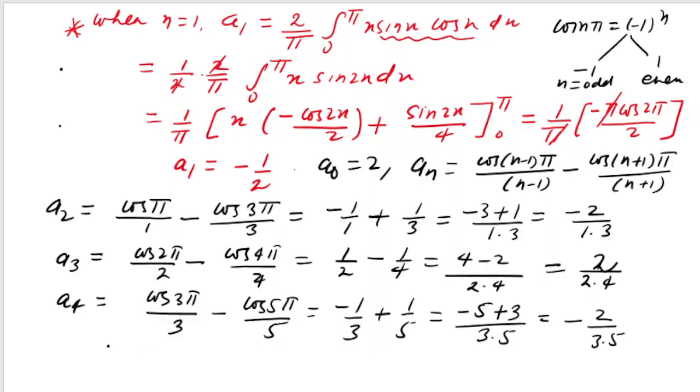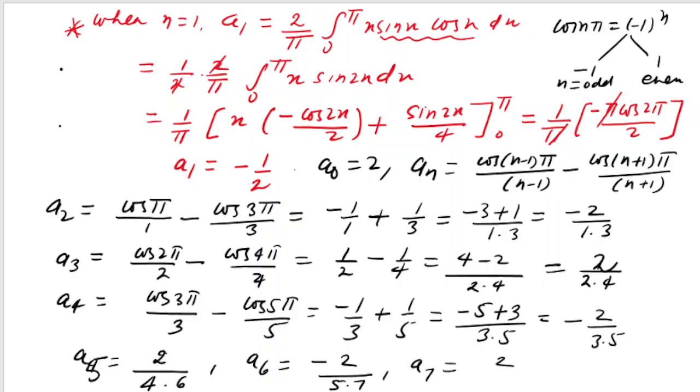Now possibly you might have got the drift here. What will be a5? If it is a2, I am getting negative. If it is a3, I am getting positive. Then I am getting negative. For a5, I will get positive. So I will get 2 by, and if it is a4, I am getting 3 into 5. If it is a5, I will get 4 into 6. If I ask you what is a6, you can guess that it will be minus 2 by 5 into 7. If I ask you what is a7, you will get 2 by 6 into 8. So this is how we are getting the coefficients, but we have to write the expansion.